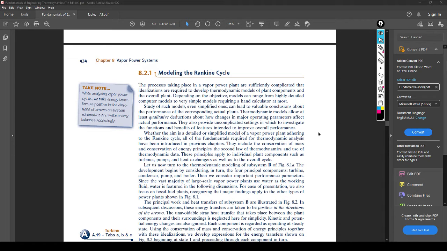So then it says, then we consider important performance parameters. Since the vast majority of large-scale vapor power plants use water as the working fluid, water is featured in the following discussion. For ease of presentation, we also focus on fossil fuel plants, recognizing that major findings apply to the other types of power plants shown as well. All right.